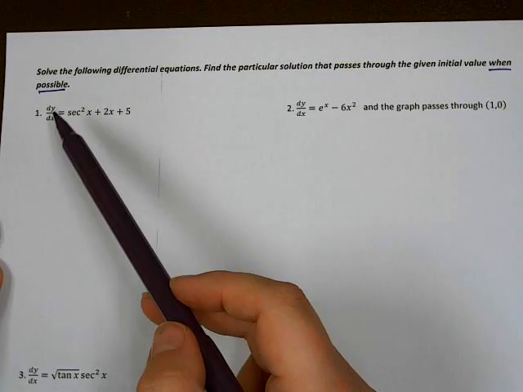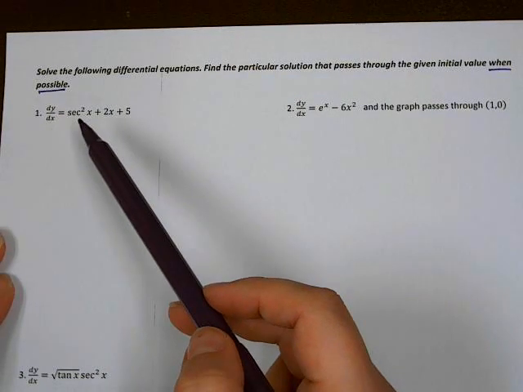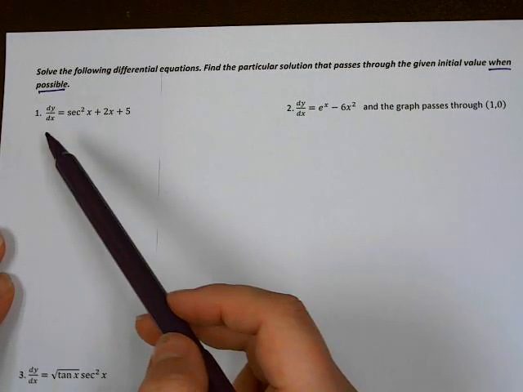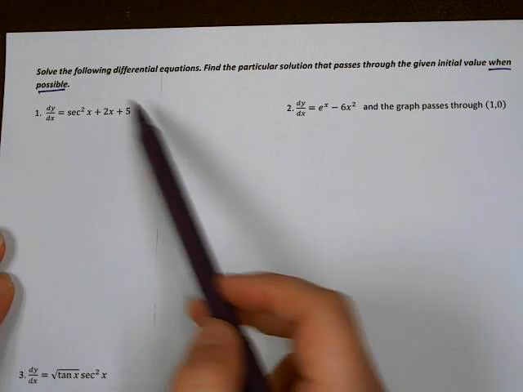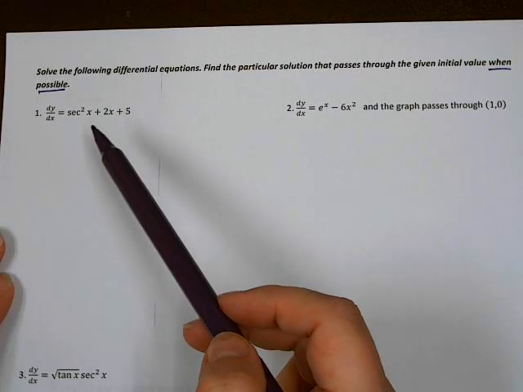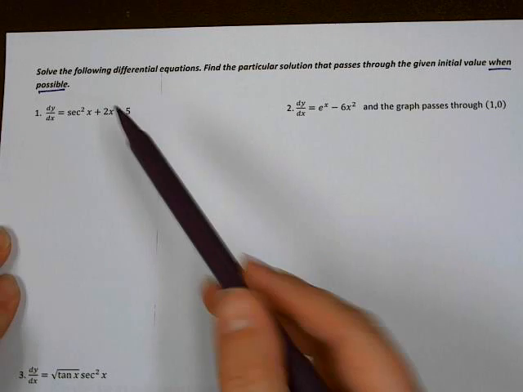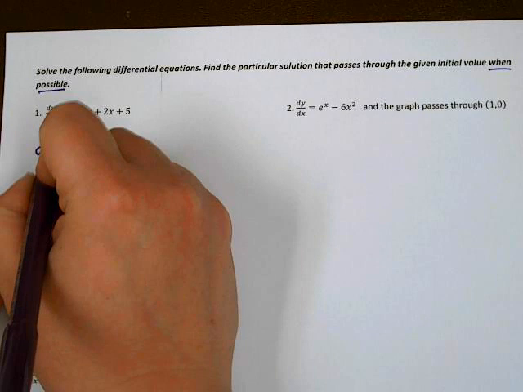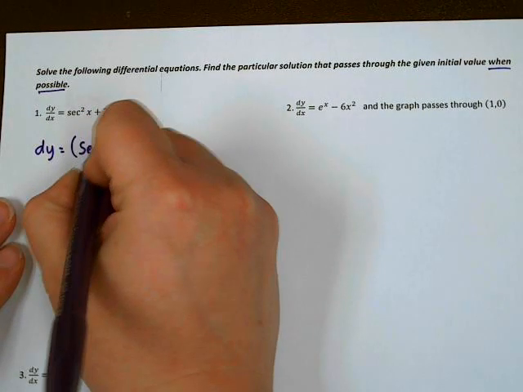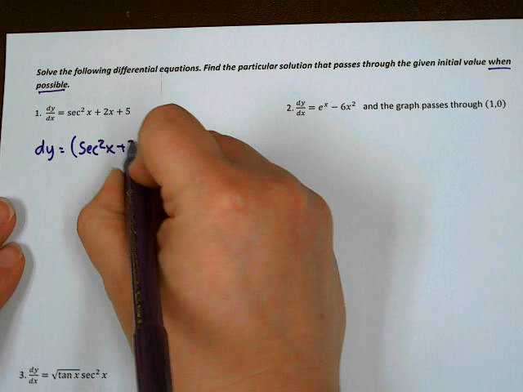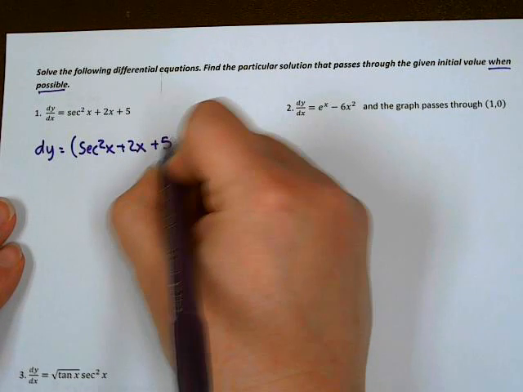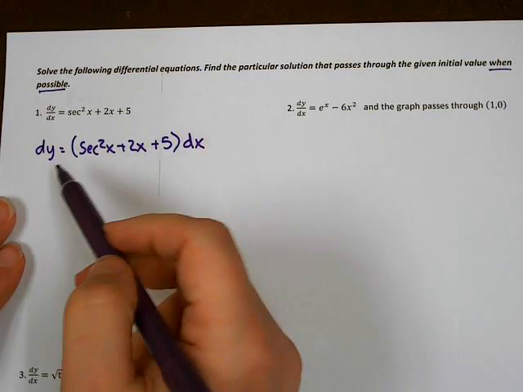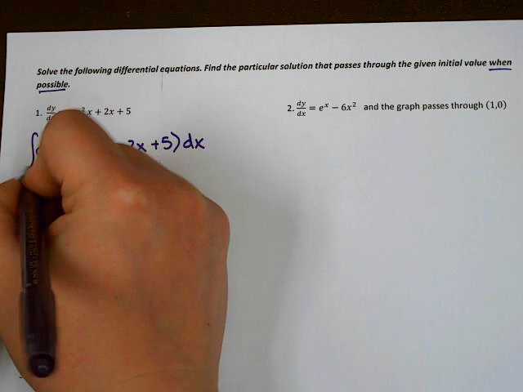So let's take a look here. We've got dy over dx equals secant squared x plus 2x plus 5. Well, if I tried to put my integral symbols in right now, there's no dx over on this side, and there really needs to be because this is where my x's are. So I'm going to multiply both sides by dx, and I end up with dy equals secant squared x plus 2x plus 5, and then times dx. All right, and so now I can actually take the integral on both sides.